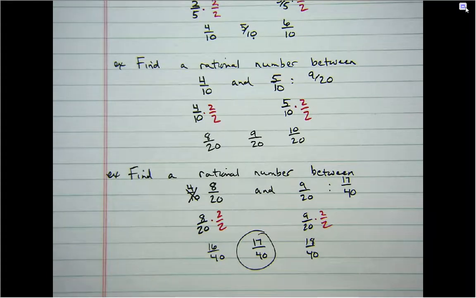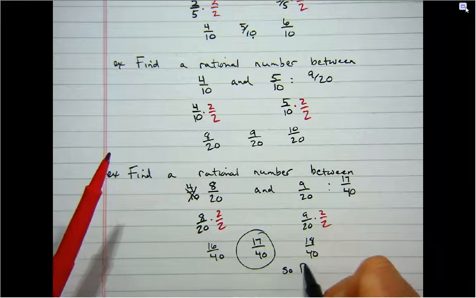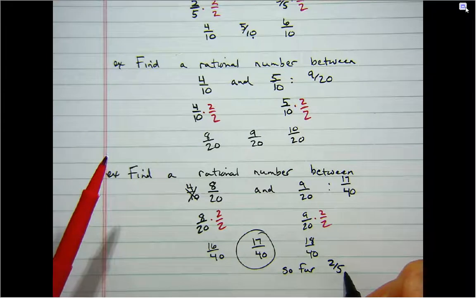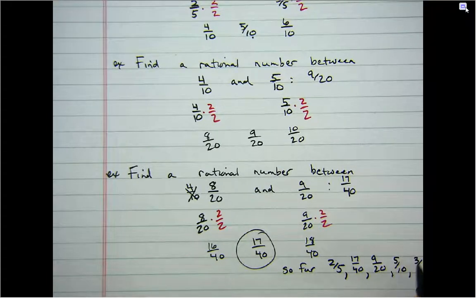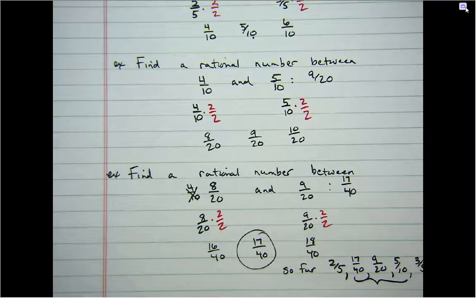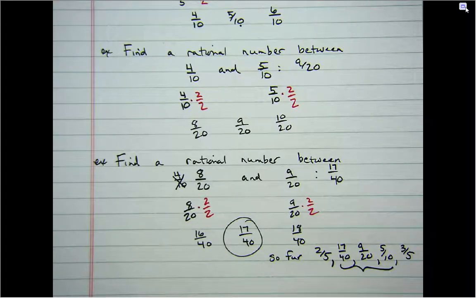So we started with two fractions, 2/5 and 3/5, and we found 1/2, which is 5/10, 9/20, and 17/40. They all lie between the 2/5 and the 3/5. So we have the 2/5, and then all three of these numbers fall in between that. I think the 17/40 would be closest, so I'll write that next. So we found all of these numbers that fall between 2/5 and 3/5.